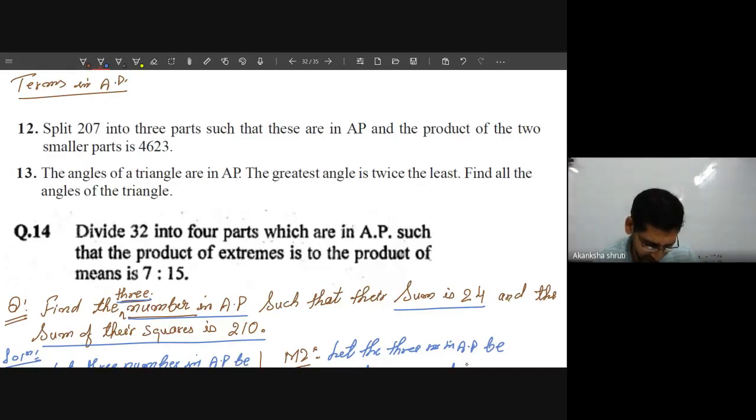पहले क्वेश्चन नंबर 12 को देखिए, 207 into 3 parts in AP. तो कैसे लेंगे? जो हमने सेकेंड मेथड बताया, A minus D, A and A plus D करके लेंगे, ये अच्छा रहेगा. The angles of a triangle are in AP.